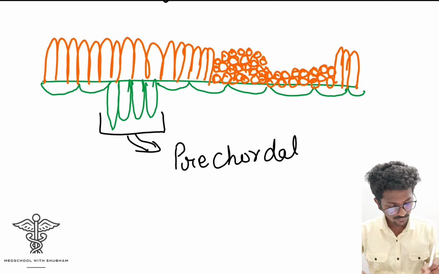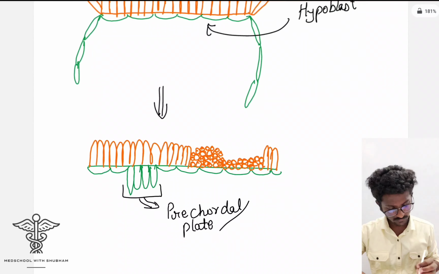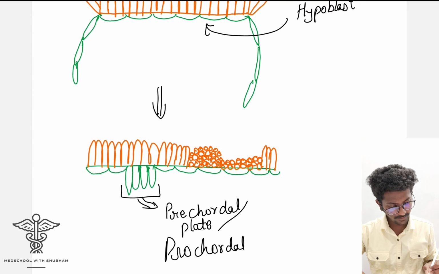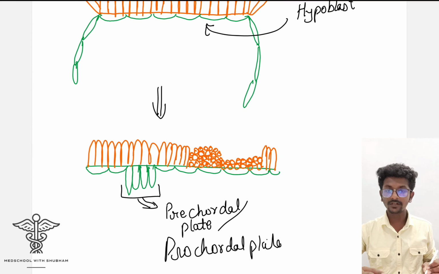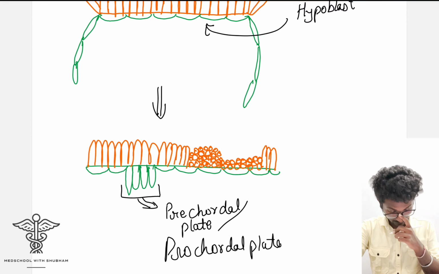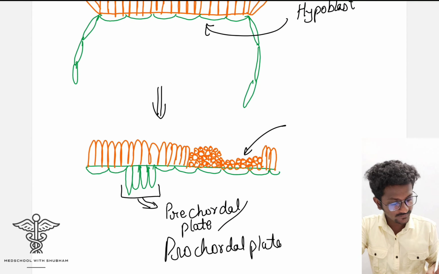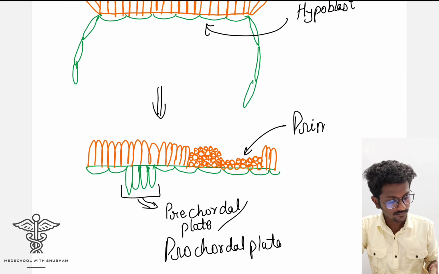Precaudal plate. It can also be called the procaudal plate. The precaudal plate or the procaudal plate. The next thing is this one. It is called the primitive streak.